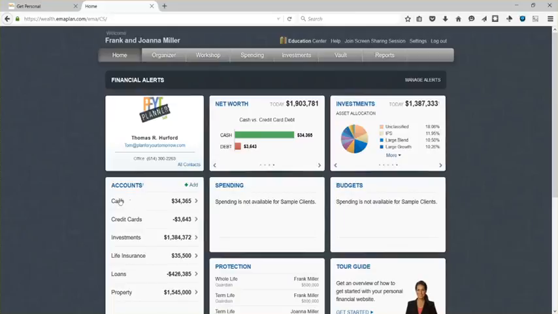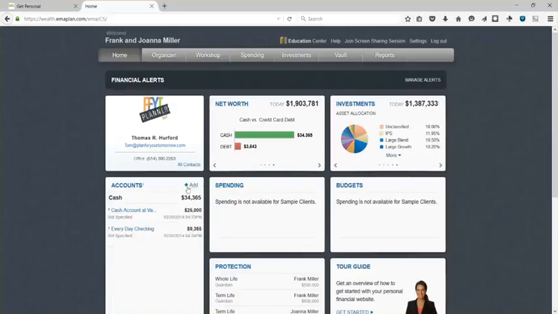So a moment to talk about the accounts and how those relate to the data that's here. We have manually entered all of these accounts because this is a sample client, and that's also why you see that spending is not available and budgets are not available. We're not getting real spending data because there is no real person. However, if this were a real person, you could add your bank accounts by looking at your cash accounts and saying, okay, I seem to have a bank account that hasn't been captured here, and you would simply add it.